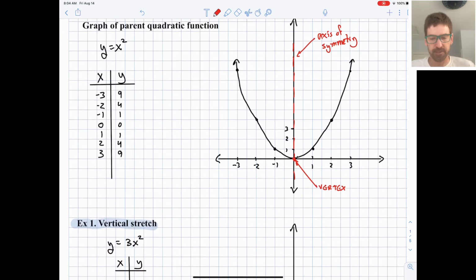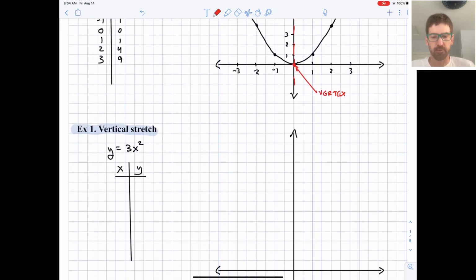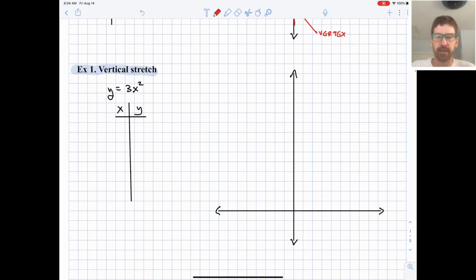All right, so let's go through some examples. Every parabola we'll be looking at in this entire class is a modified version of what we just graphed. It might be stretched or compressed or flipped or translated, moved in one direction, up, down, left, or right. So every parabola is just a modified version of that core parent parabola we just did.